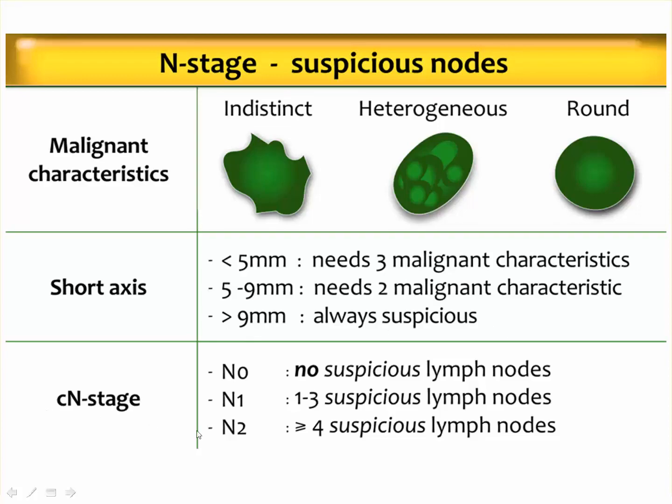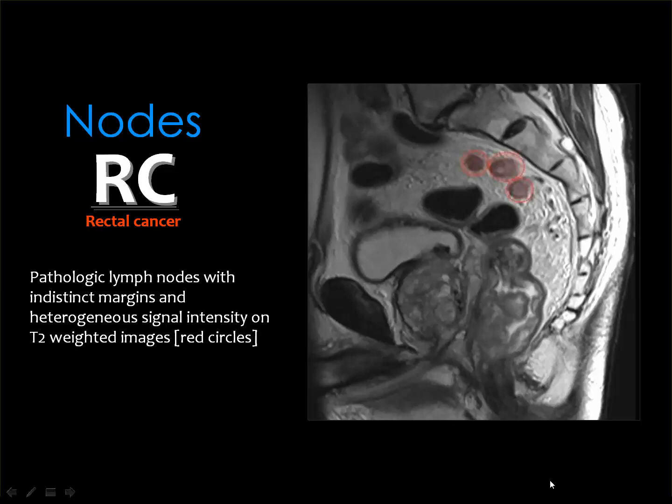For nodal staging, if there is no node, this is N0. N1 means there are 1 to 3 suspicious lymph nodes. N2 means more than 4 suspicious lymph nodes. Then you see here in the presacral area, multiple suspicious lymph nodes.